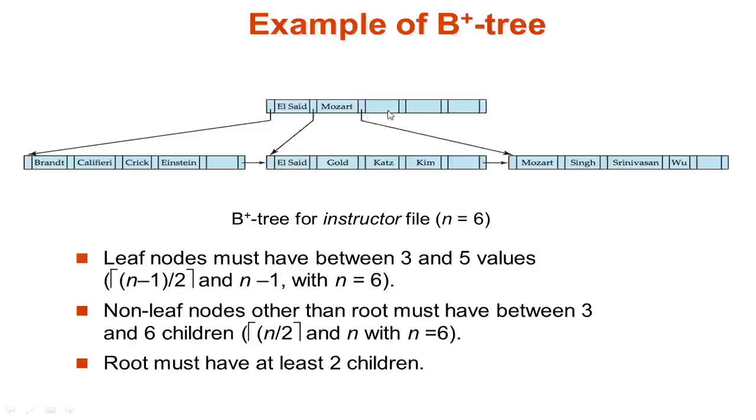1, 2, 3. Maximum how many can you create here? The leaf must have between 3 and 5 values, that is n-1. Able to understand? n equals 6 here, and (n-1)/2 is 5/2, which is 2.5. So the ceiling value 3 is taken, and n-1 is 5. So between 3 and 5 you can see here 1 2 3 4 5, and then 1 2 3 4 5. So the maximum number of values you can have is up to 5, right?